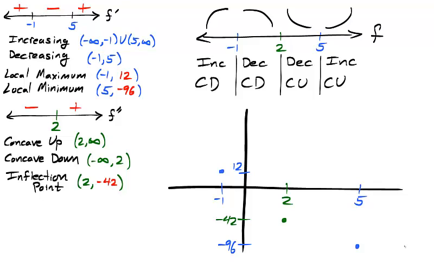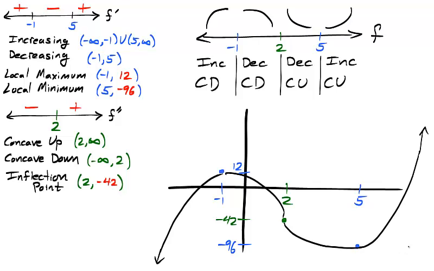We complete our sketch by graphing the local extreme points and the inflection point. We note the function's end behavior. As x approaches -∞, y approaches -∞, and as x approaches positive infinity, y approaches positive infinity. And we now have our sketch.